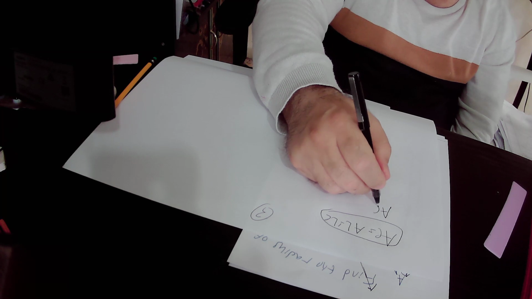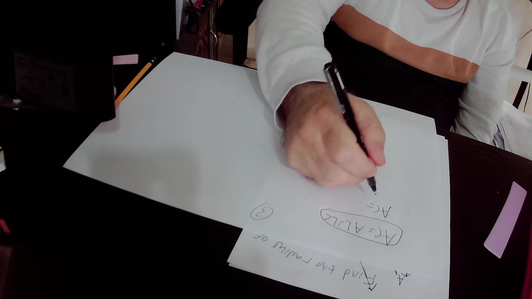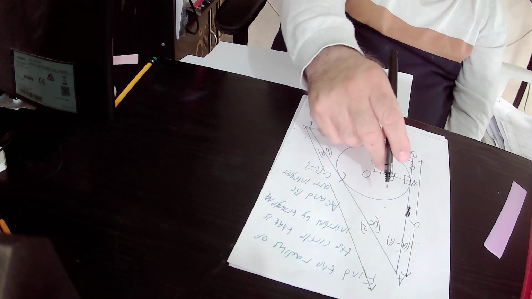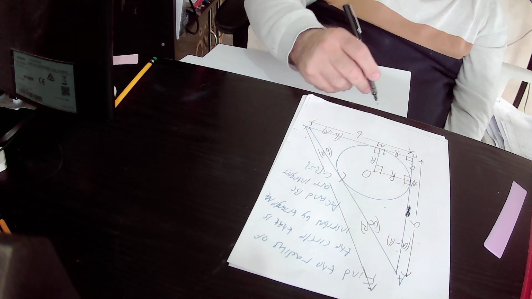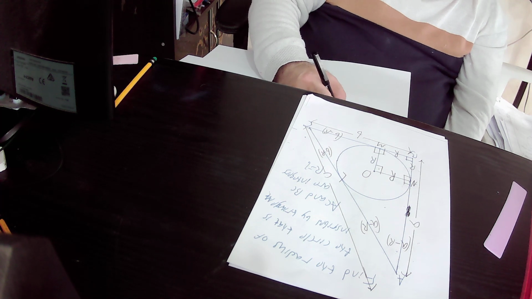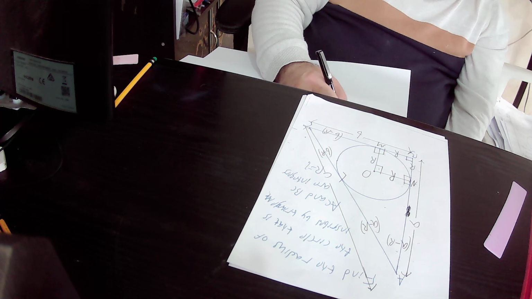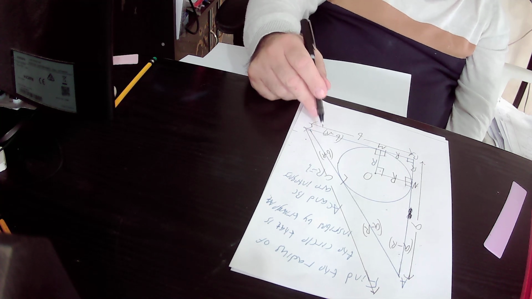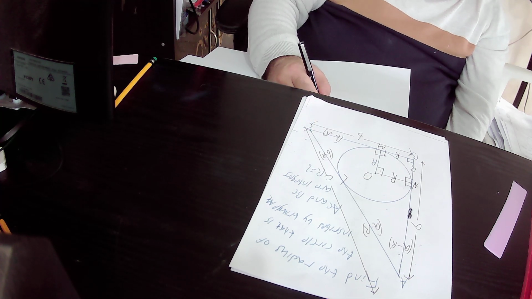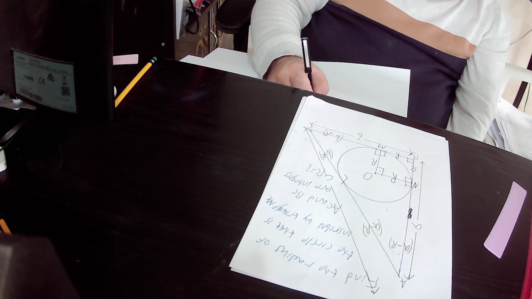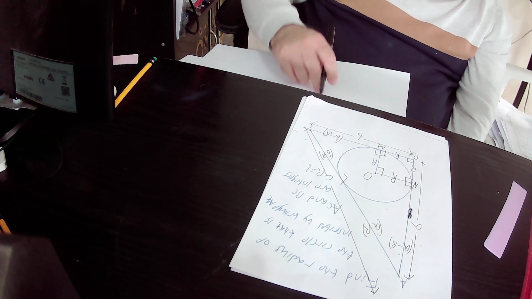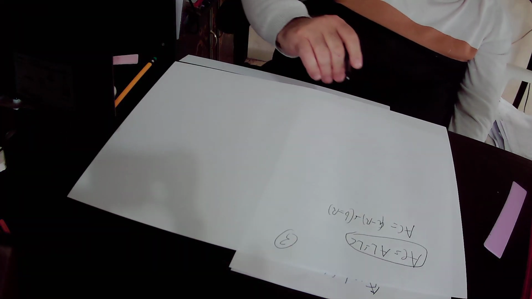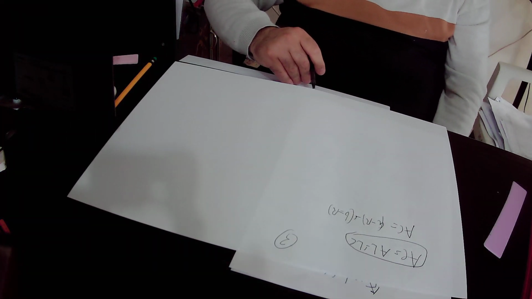So AC equals AL. AL equals A minus R, so we substitute AL by A minus R, plus LC. LC equals B minus R, so we substitute LC by B minus R. So in conclusion, we found out that the hypotenuse AC equals A minus R plus B minus R.